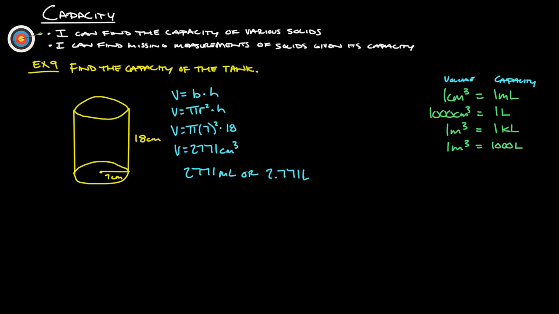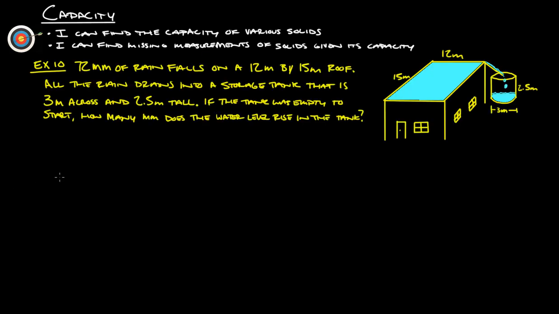All right. Let's see. Last example here. Example 10. 72 millimeters of rain falls on a 12 meter by 15 meter roof. All of the rain drains into a storage tank off to the side here that is 3 meters across and 2.5 meters tall. If the tank was empty to start, how many millimeters does the water level rise in the tank? Okay, so we've got to figure out the total, how much this thing's going to rise up this wall.